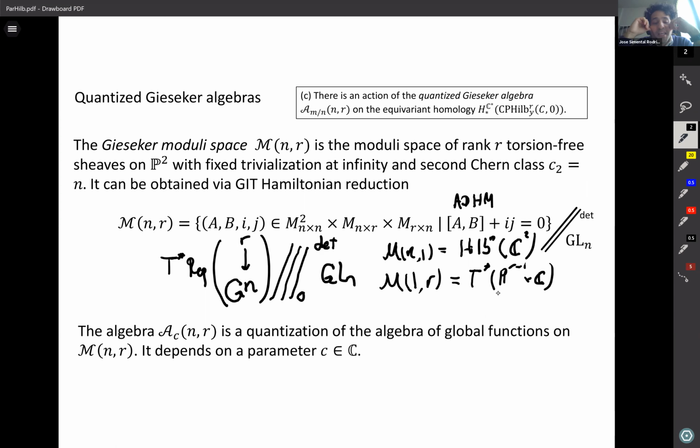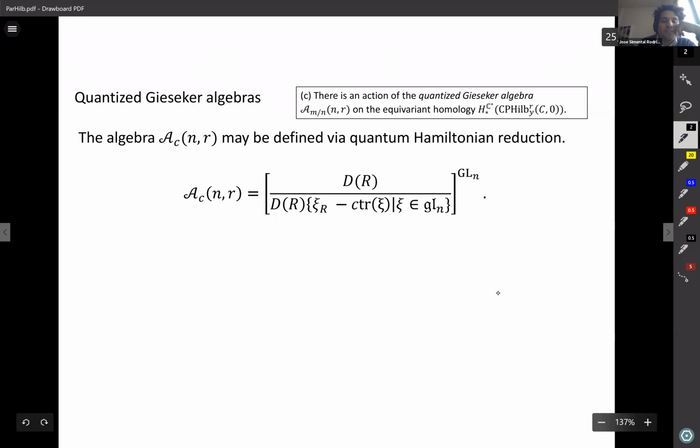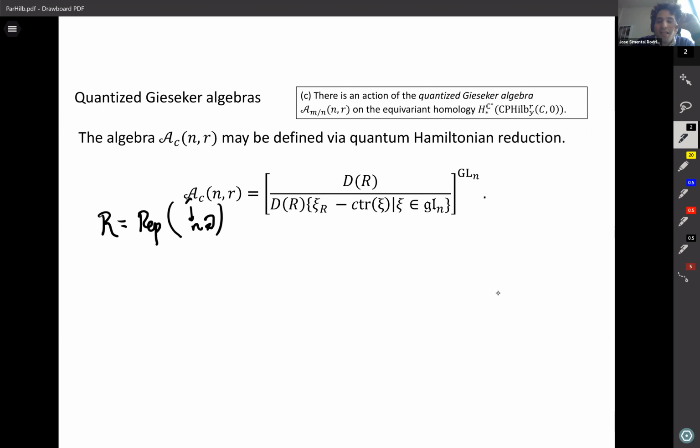Well, we got the Gieseker moduli space using Hamiltonian reduction. It is natural that we get this quantized Gieseker algebra using quantum Hamiltonian reduction. And that's precisely how we define it. So here, as I had before, this is the representation space of this framed Jordan quiver. I have an action of GLn, and I do quantum Hamiltonian reduction on differential operators on this vector space.